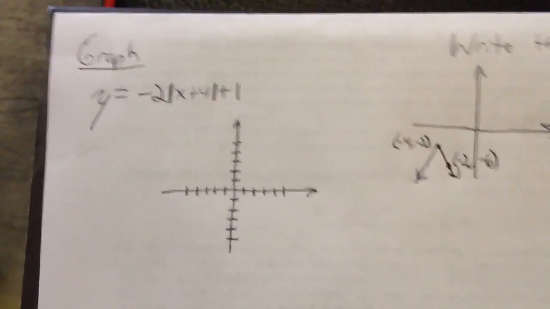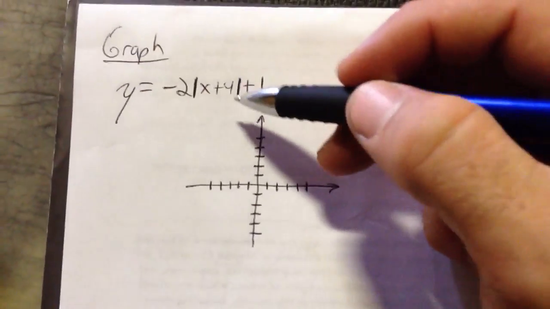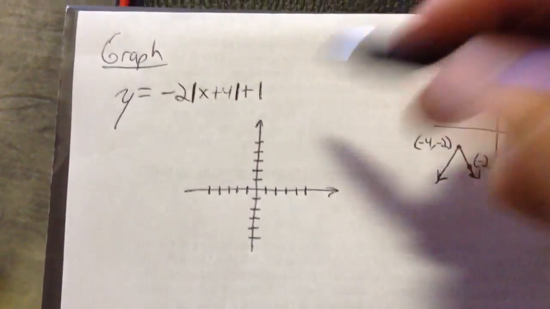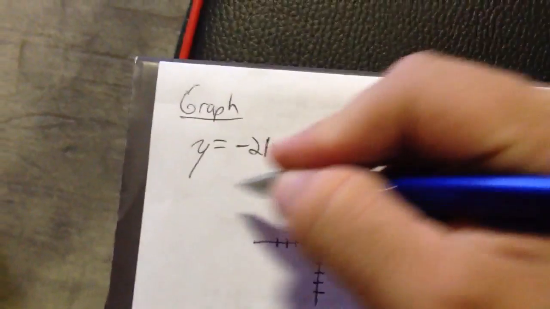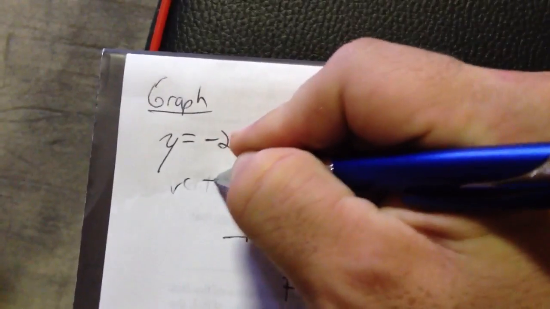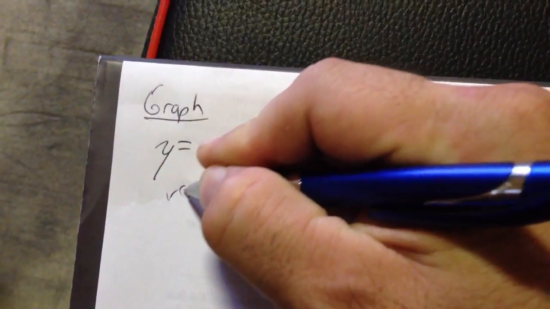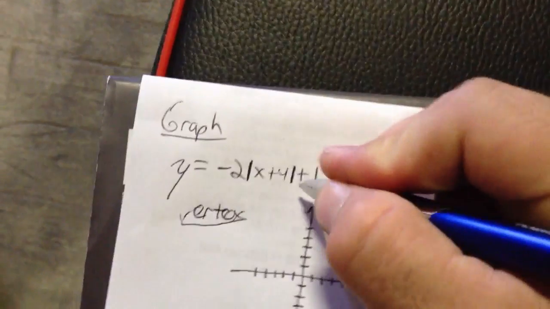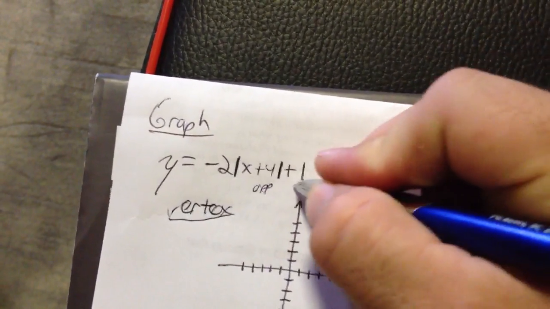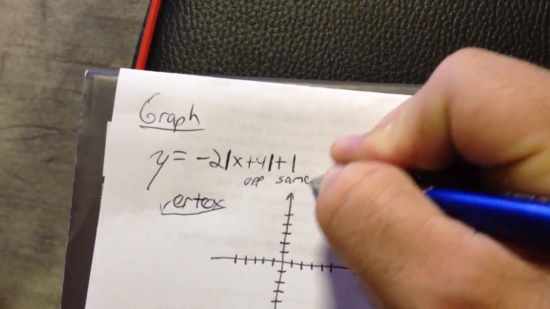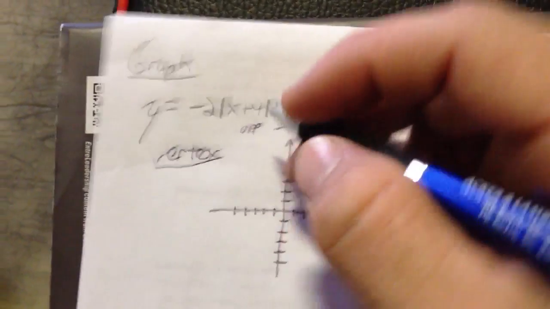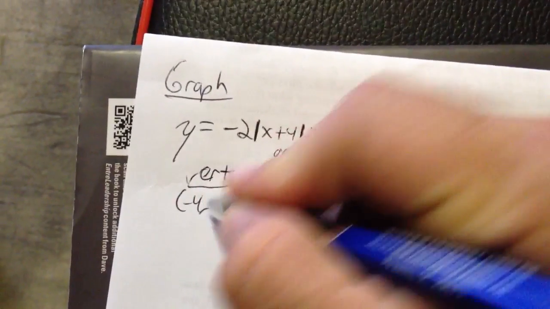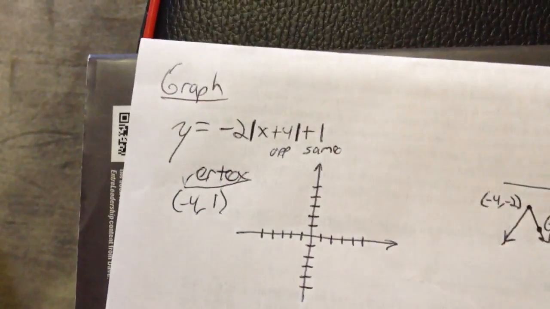Alright, so we're going to take a look at graphing an absolute value equation. In your equation, remember, the first thing that you want to find is your vertex. To find your vertex, remember to go through and look at your equation and take the opposite of this guy and the same as this guy. So the opposite of 4 would be negative 4. The same as 1 would be positive 1.